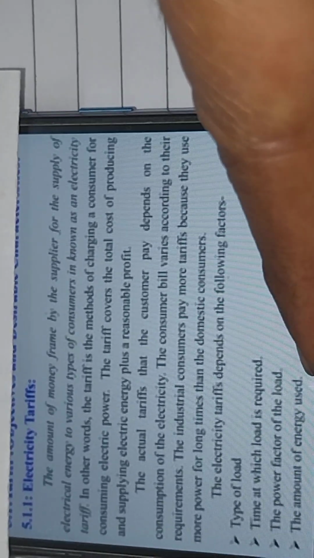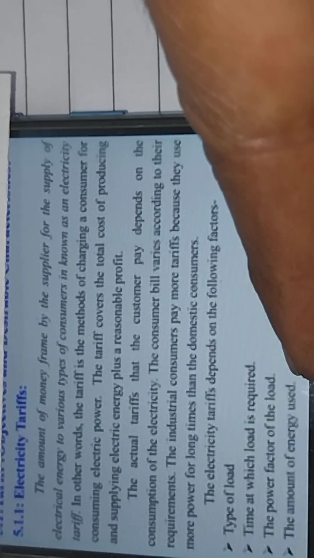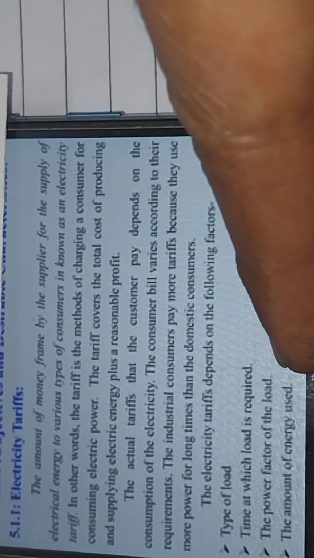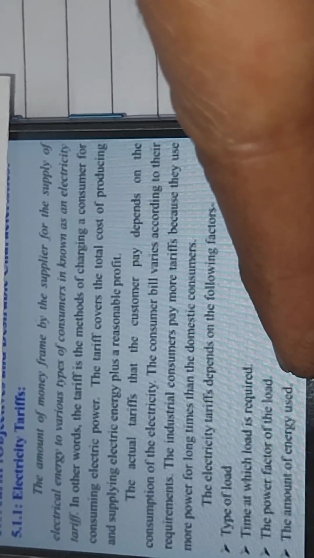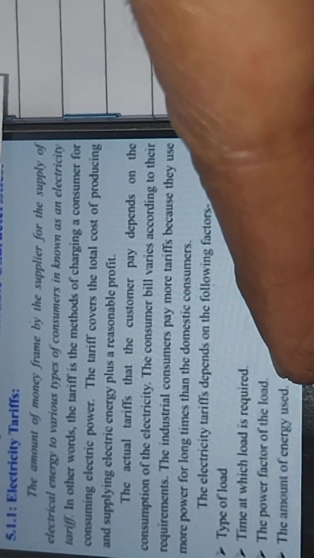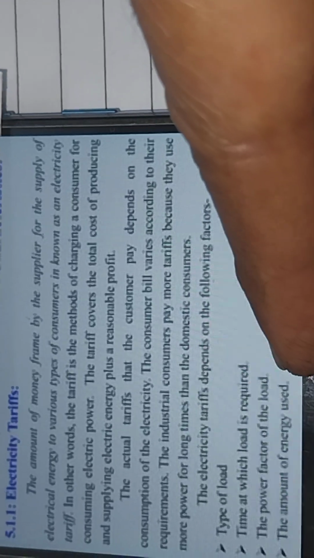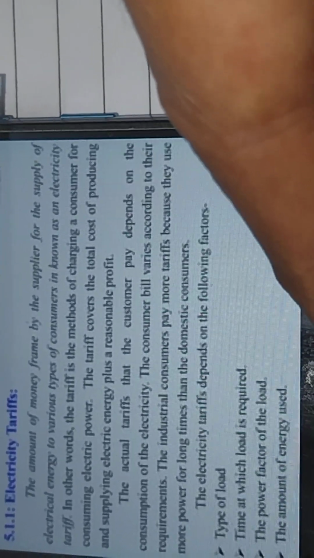The amount of energy used. Some utility companies charge less for lesser consumption, and some utility companies charge more for lesser consumption and encourage consumers to consume more and more electricity.